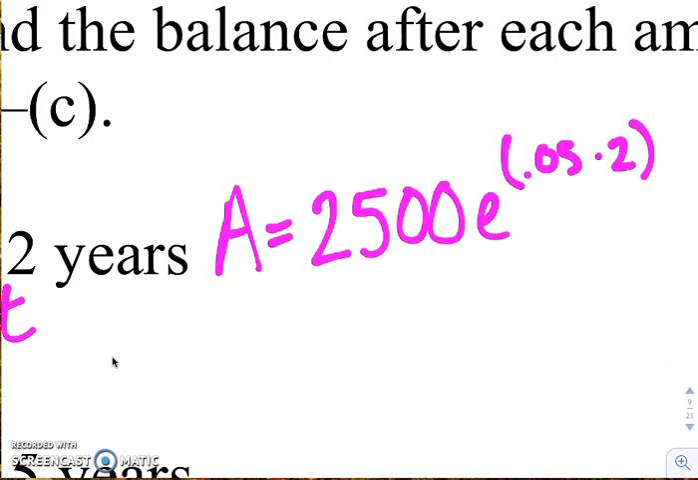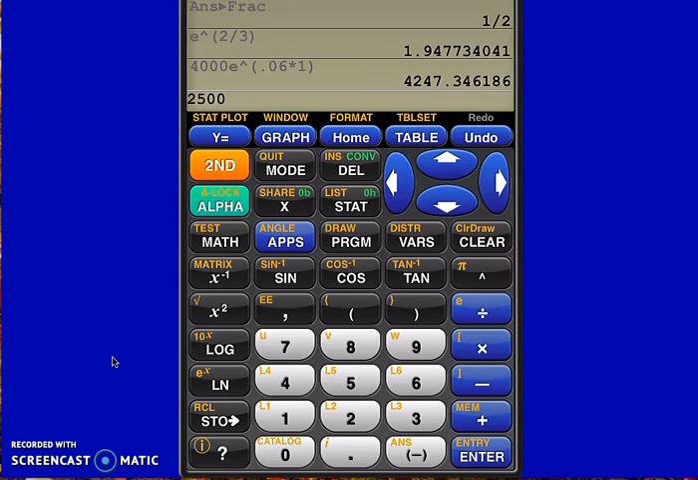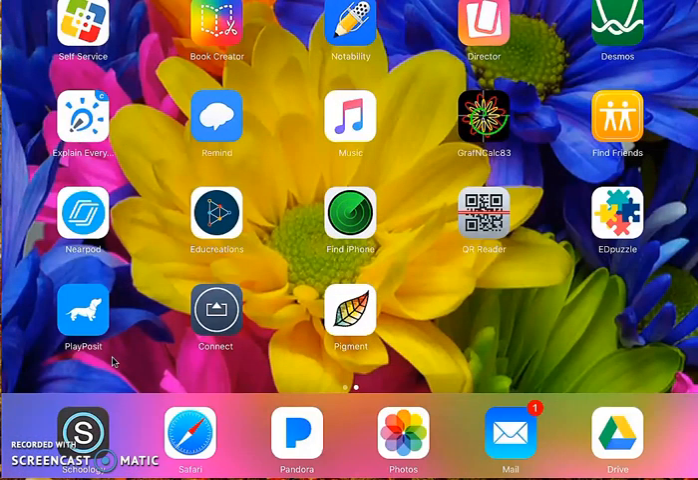I'll do it in the calculator just again to show you guys what it should look like. So 2,500 times your second e to the power of your rate times your time, 0.06 times 2 years. Oh, not 0.06, 0.05. Do that again. 2,500 times second e to the power of 0.05 times 2. $2,762, and we're going to round that to 93 cents.